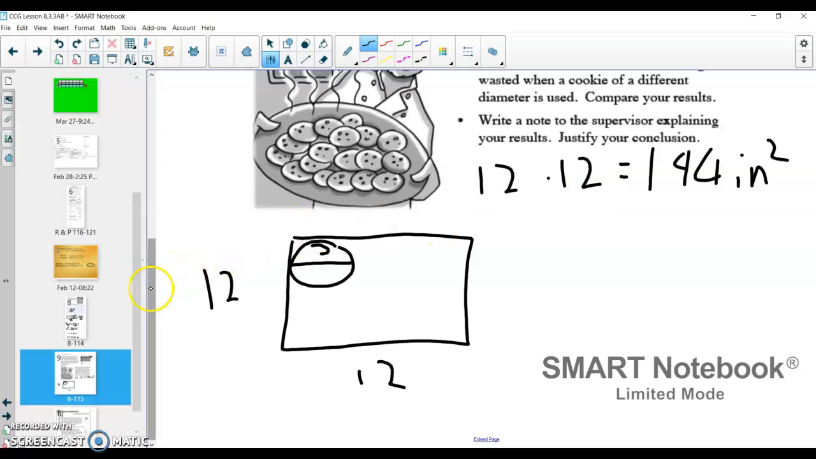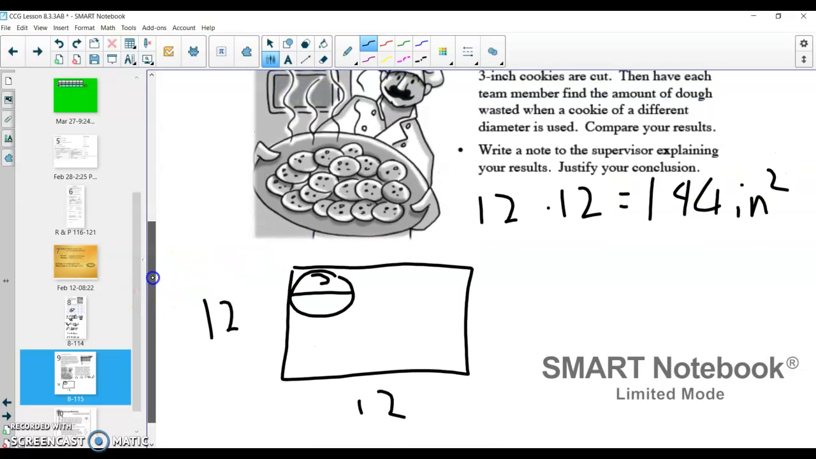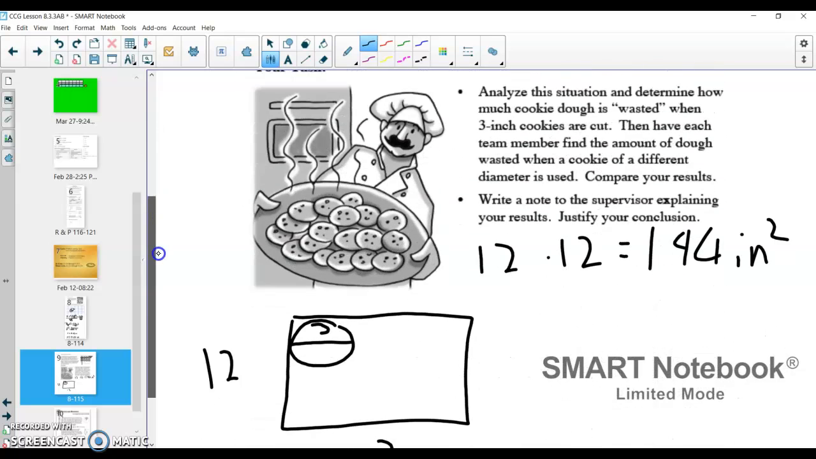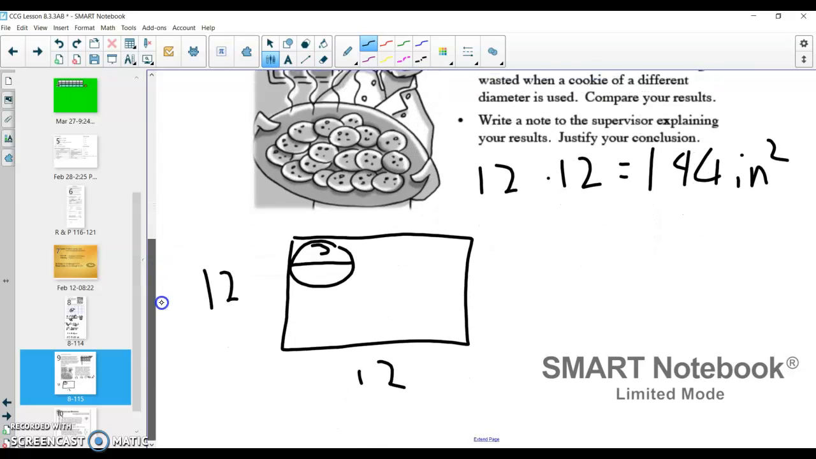Now, back to my point, if it takes 4 cookies across and 4 cookies down, we have these cookies that are 4 by 4 when the diameter is 3 inches, which means that we have 16 cookies. If their diameter is 3 inches, you can get 16 cookies out of that 12 by 12 dough.